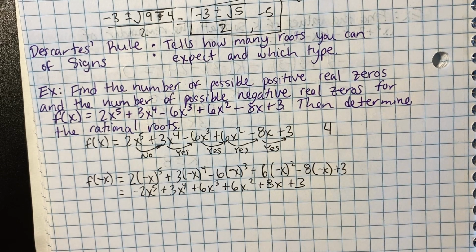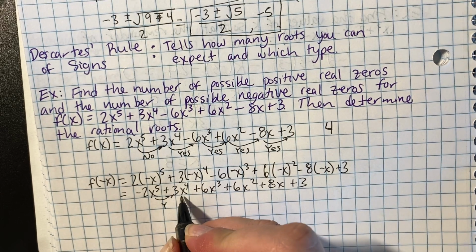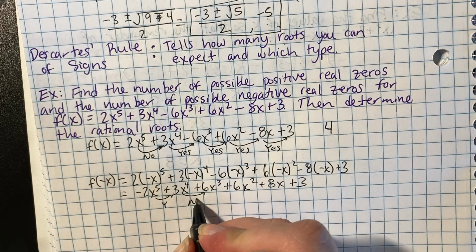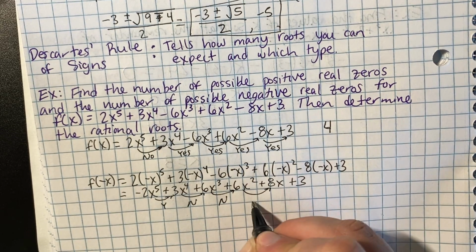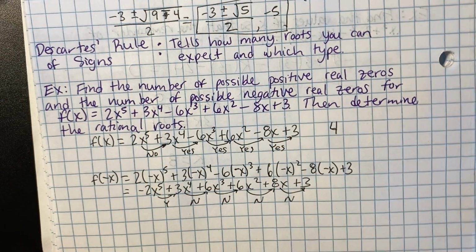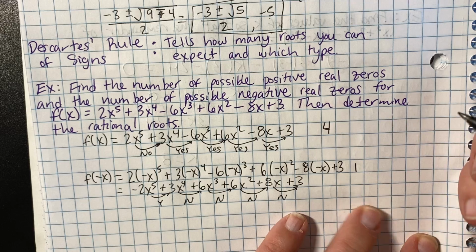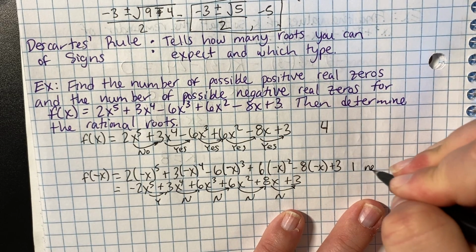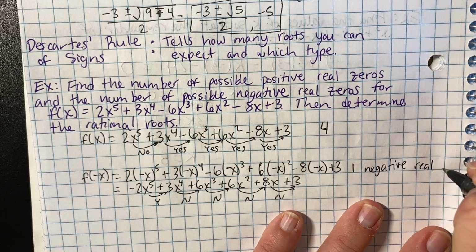Okay, now let's look at our sign changes. So we go negative to positive. So that's a yes. Positive to positive, it's a no. No. No. No. Okay. So we only had one change. So we know there's only a possibility of one negative real root.